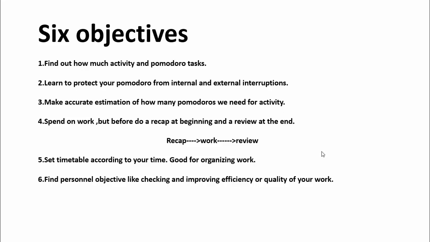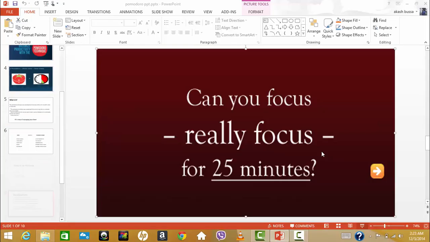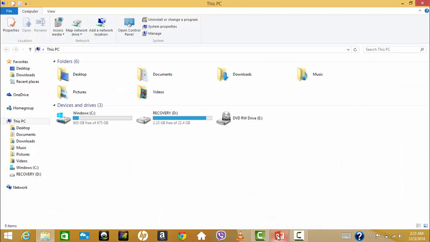Fifth is set a timetable according to your time. It is good for organizing work because each person's usage of time may be different. Sixth is find a personal objective, like checking and improving the efficiency or quality of your work. I'm going to explain the burn down chart later. Now I'm going to explain the tool.